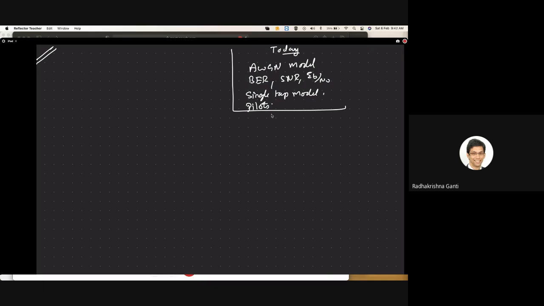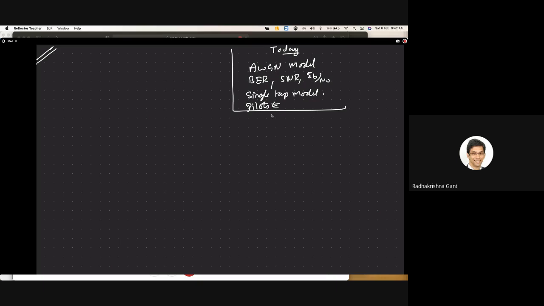So today the goal is to cover the following topics: AWGN model, bit error rate, what is meant by SNR, what is meant by Eb by N0, and look at one basic simulation. I will tell you how to do a basic simulation on MATLAB. And then I will start with the single tap model, and if time permits, I will talk about pilots. Okay. So this is what we are going to cover today.